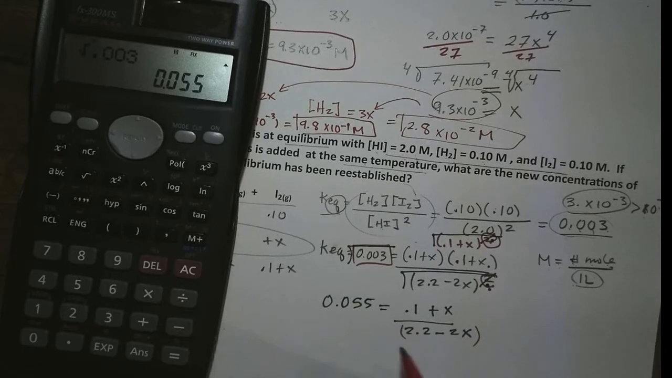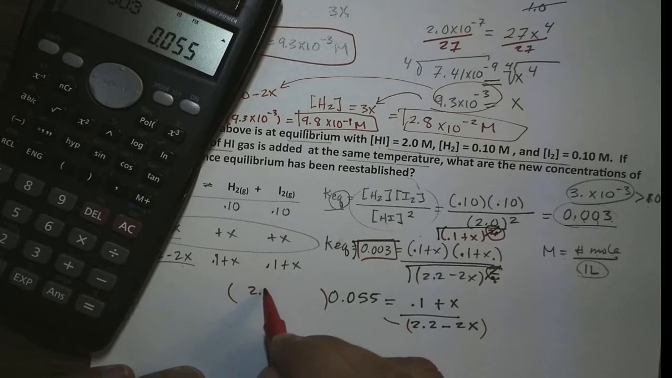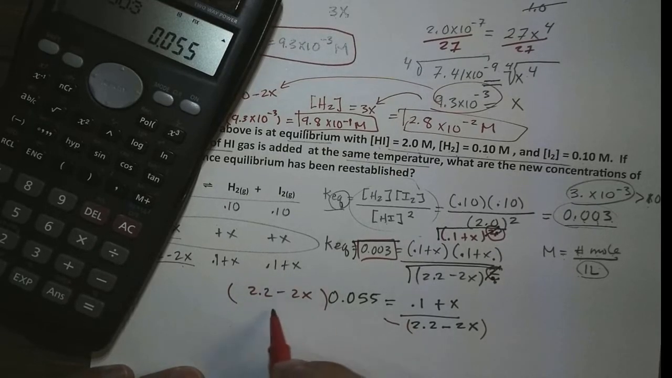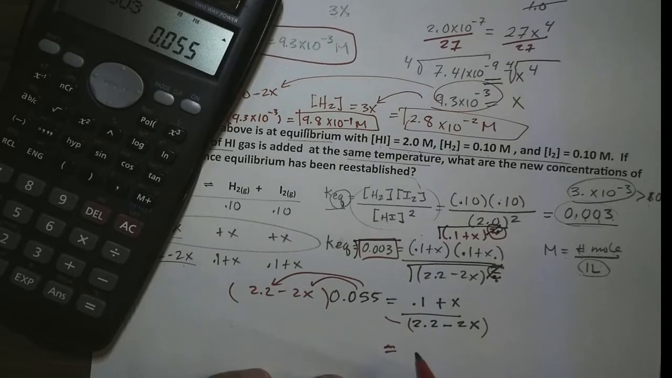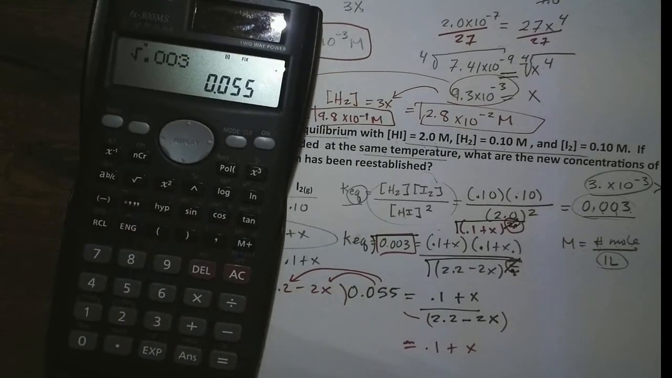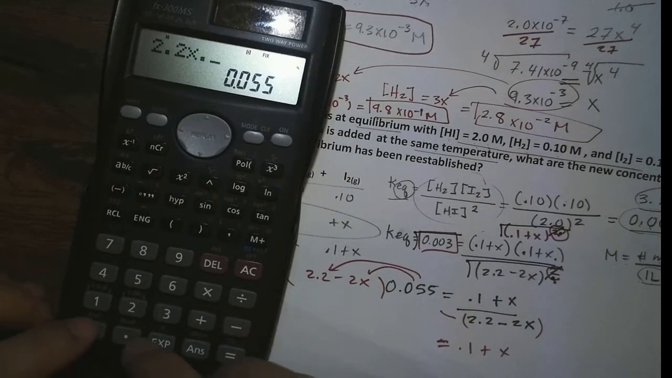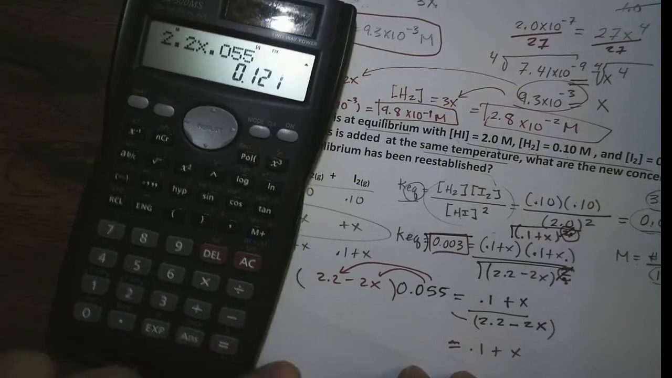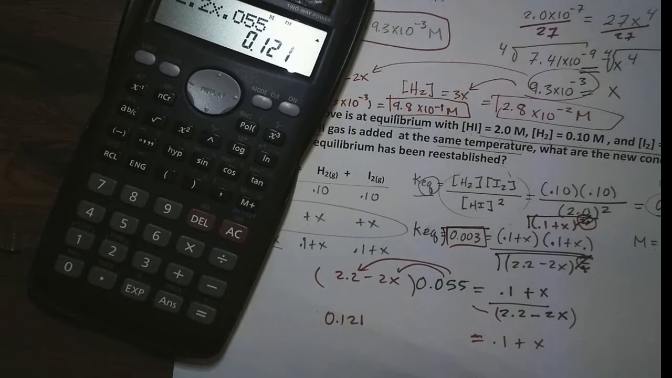Of course, we are going to bring this over here and multiply that to that side, which is (2.2 minus 2x) times that, and we just distribute this in. Isn't that easy? So we have 0.1 plus x, and we distribute this in. Let me use my calculator to help me out. In this case, we have 2.2 times 0.055, and that gives us 0.121.